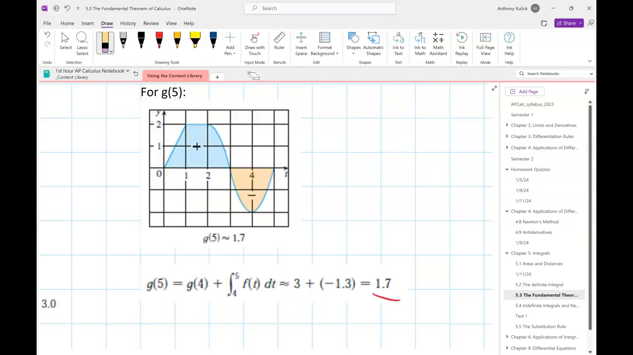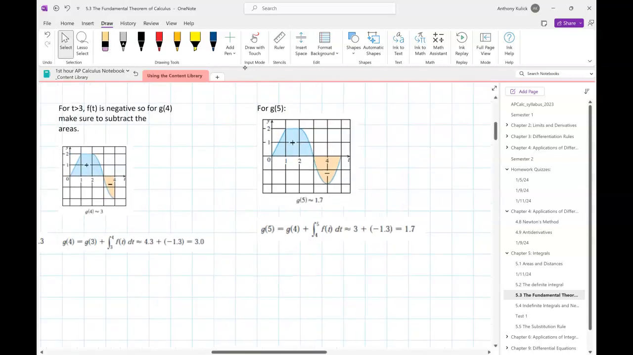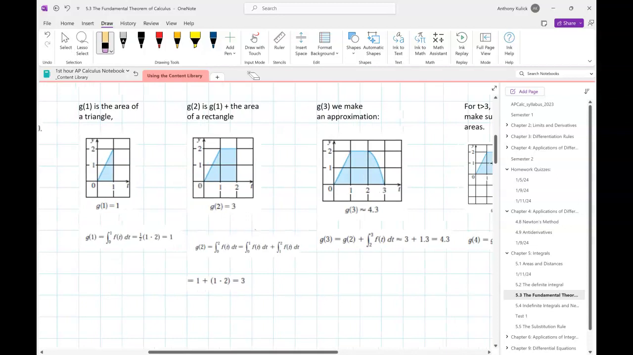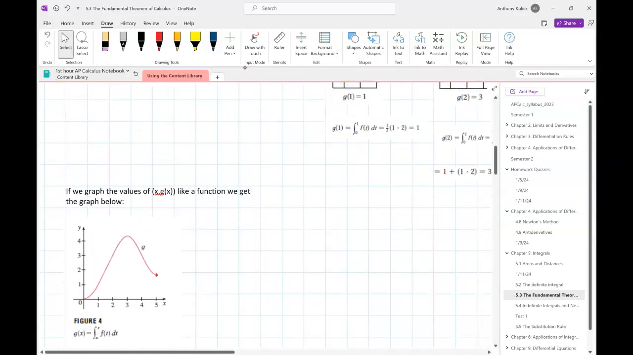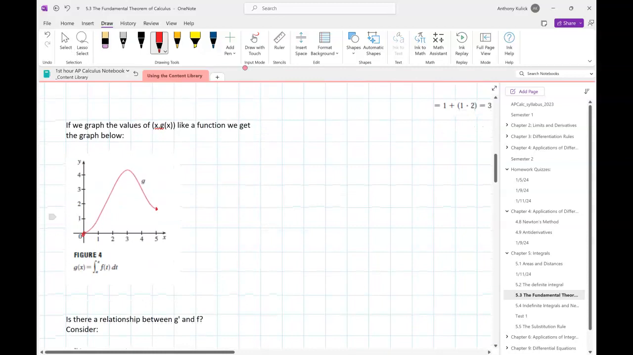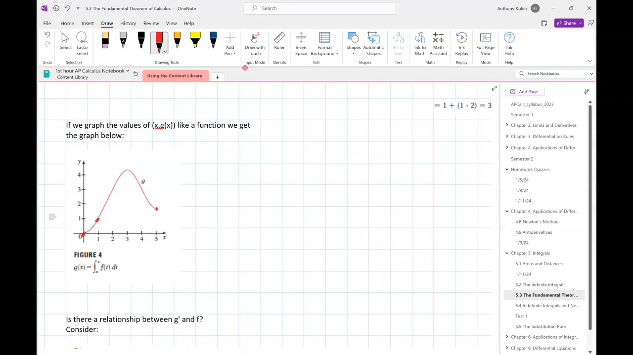So let's take those points and let's plot something with them, right? We had 0, 0, we had 1, 1, we had 2 was 3, 3 we saw was 4.3, 4 was back to 3, and then 5 was down to 1.7. So that's like a little curve that we might sketch. Is everybody okay with that?